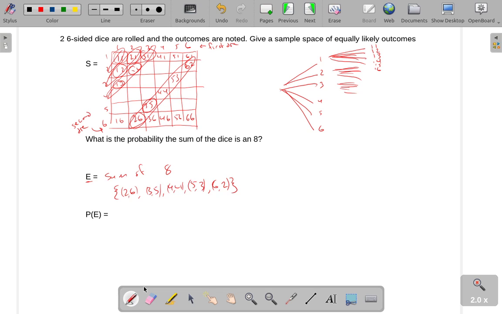All right, so the probability of E, the probability of getting a sum of 8, well, there's 5 different events where we got that sum. There's 36 total events, so I have here n of E over n of S, which was 5 over 36. This being a fraction, you'd probably want to look to see if you could reduce it. You could convert that to a decimal, but I don't really see any reason to, so I'm just going to leave it as 5 over 36.